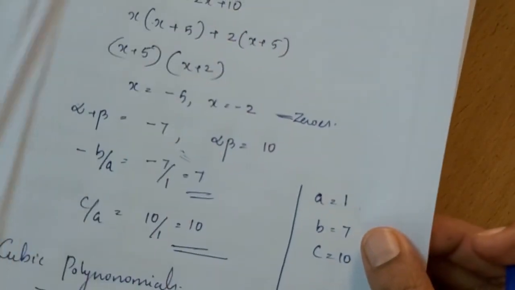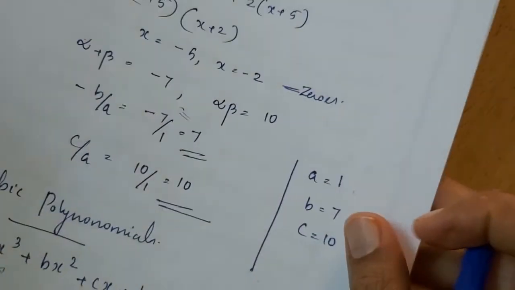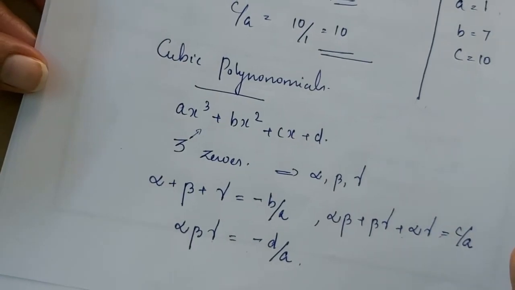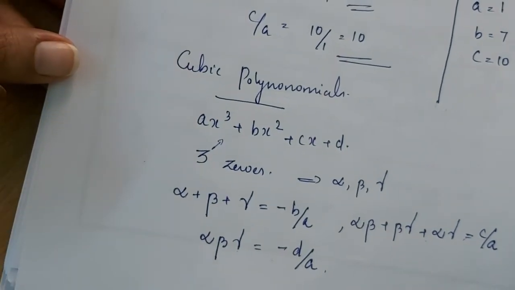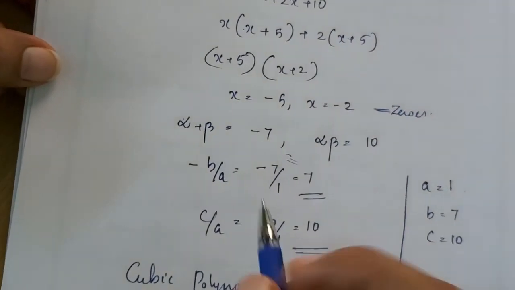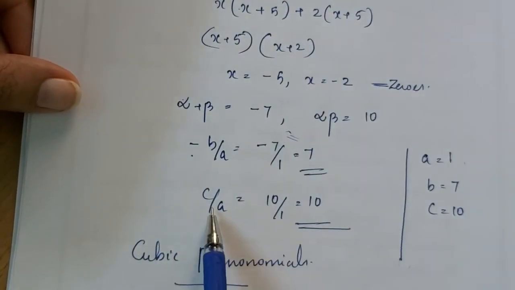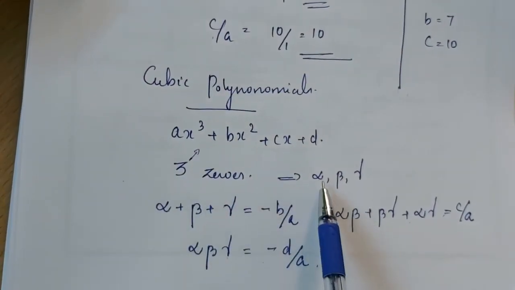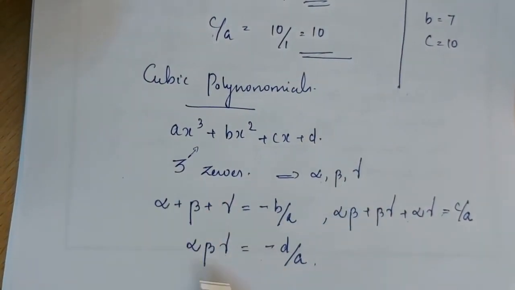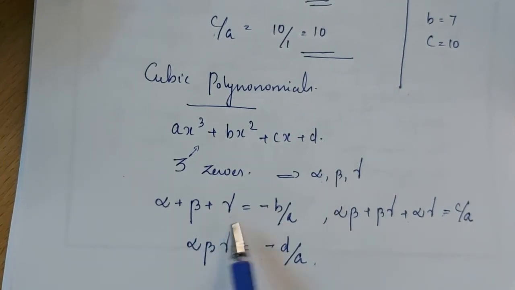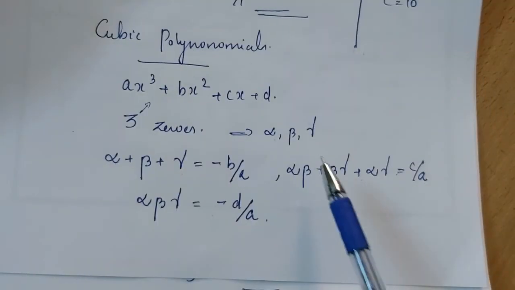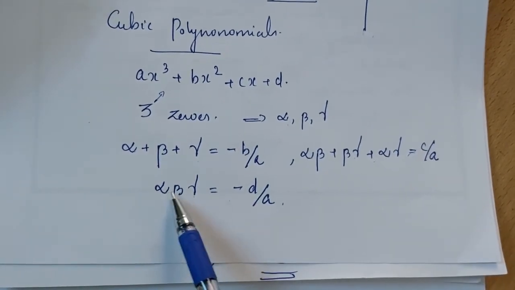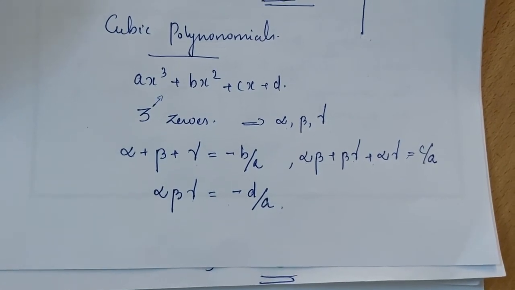Today we discussed the relationship between zeros and coefficients of a polynomial, in quadratic polynomials and cubic polynomials. In quadratic polynomials, the relations are sum is equal to minus b by a and product is equal to c by a. But in cubic polynomials, there are 3 zeros, alpha, beta, gamma, and there are 3 equations. Alpha plus beta plus gamma is equal to minus b by a. Alpha beta plus beta gamma plus alpha gamma is equal to c by a. Alpha beta gamma is equal to minus d by a.